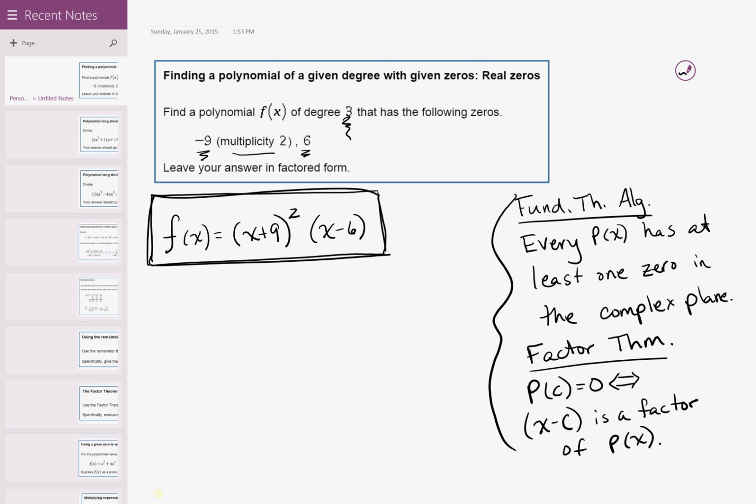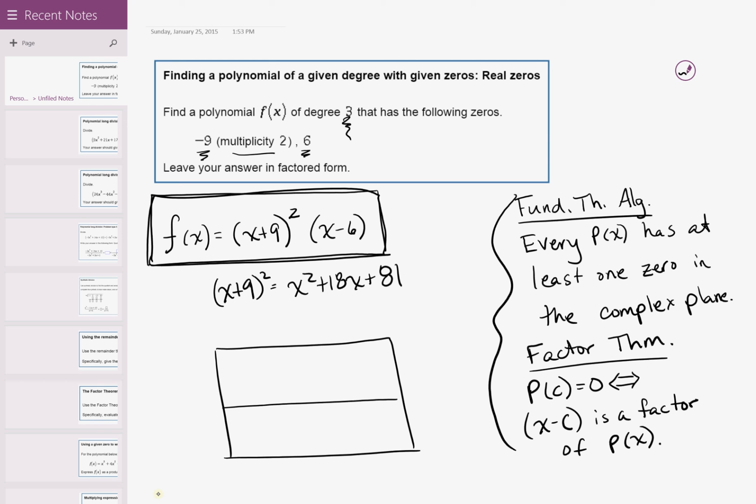I am going to multiply this out for you just to show you that it is a third degree polynomial, but also to show you a method of multiplication that you might not have seen before. I know that x plus 9 squared is equal to x squared plus 18x plus 81. And I want to multiply that by x minus 6. I am going to do that in a box.